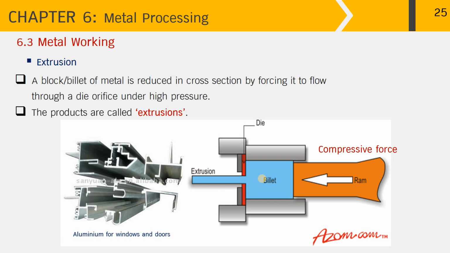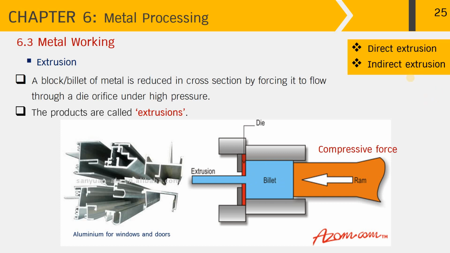As mentioned previously, metalworking can be done under hot working or cold working conditions. It is the same in extrusion. If the extrusion is done at high temperature, it is called hot extrusion, and that is suitable for reducing the billet size from a big size down to a smaller size, where we need high temperature to lower the yield strength of the billet. On the other hand, cold extrusion means the operation is done at room temperature.